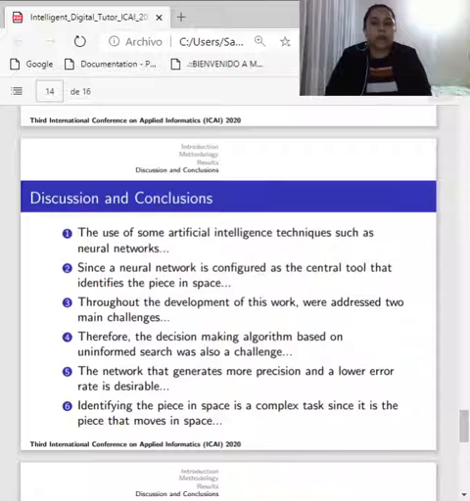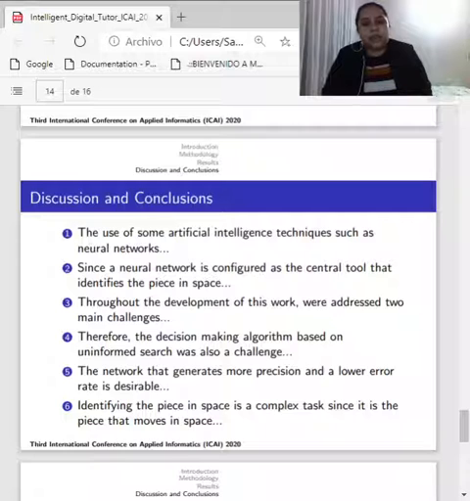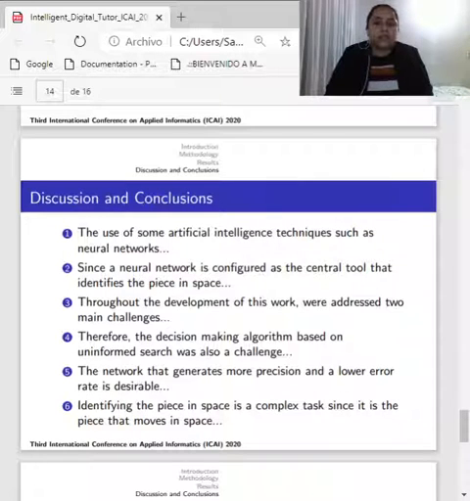Since a neural network is configured to identify the piece in space, it is necessary to convert the image to a descriptor. Using an image descriptor directly is impractical, so we have to apply the PCA algorithm to the descriptor. Therefore, the decision-making algorithm based on search was also a challenge, as it required being flexible to fit the size of the general process for this problem and the 12-piece search problem.